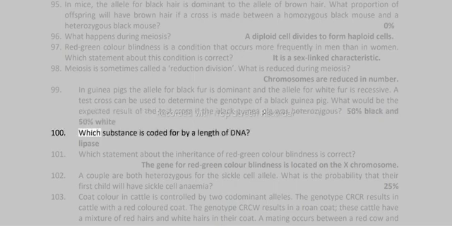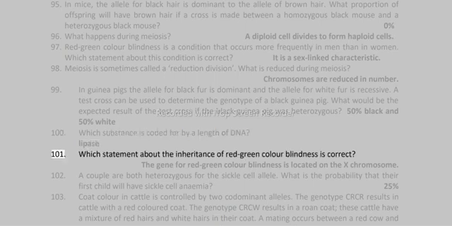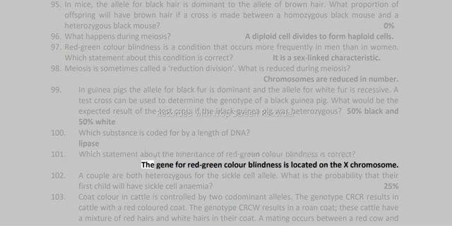100. Which substance is coded for by a length of DNA? Lipase. 101. Which statement about the inheritance of red-green color blindness is correct? The gene for red-green color blindness is located on the X chromosome.